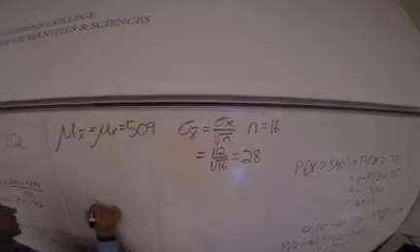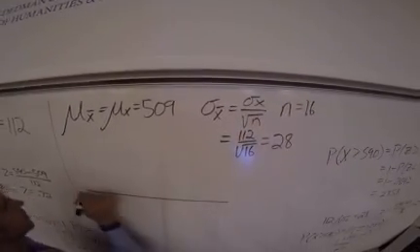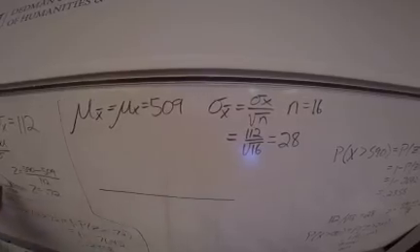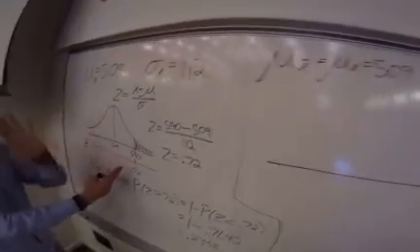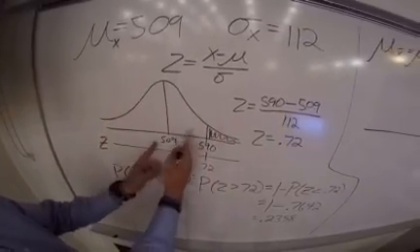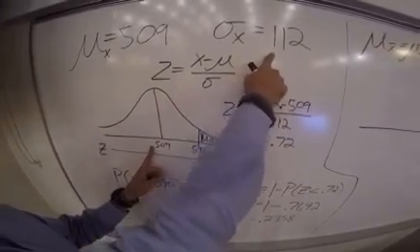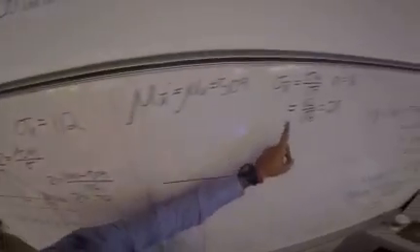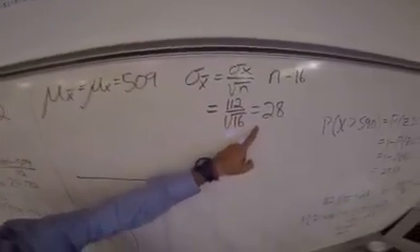So now I'm going to draw and shade. I'm going to draw this distribution. Notice this distribution, one more time, sorry to go back and forth, is the normal distribution with mean 509, but its standard deviation is 112. This distribution over here has a standard deviation of 28.